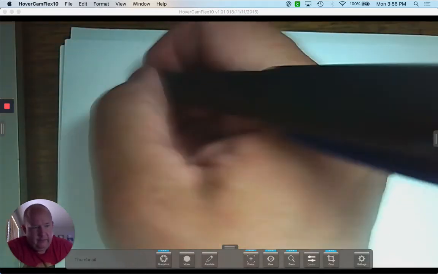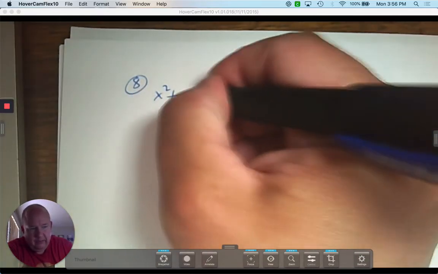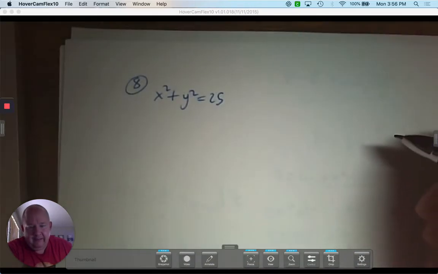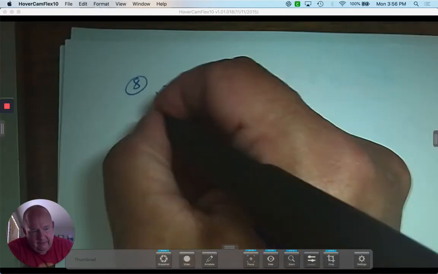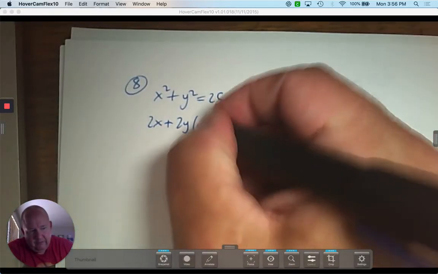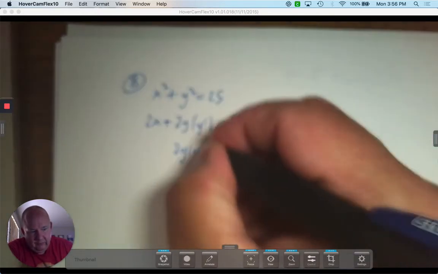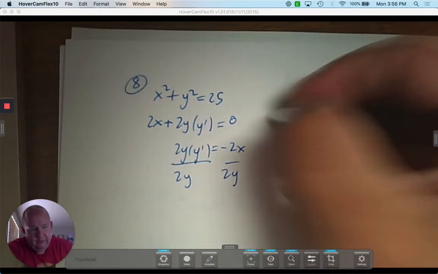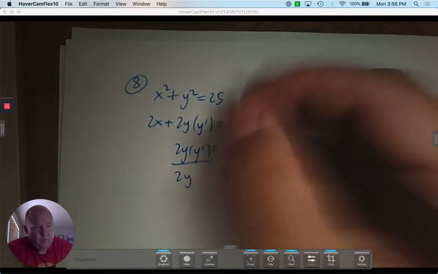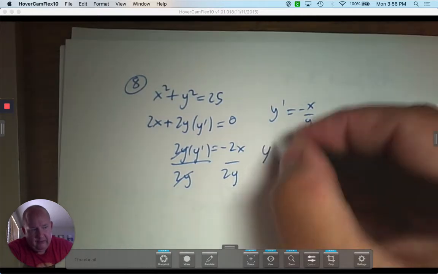Now, number 8 and 9 are together. They're the same equation, even though they don't look like it. So, x squared plus y squared equals 25. Use implicit to find the derivative and then substitute in. So, to take the derivative, it's 2x and 2y, but it needs a y prime, is equal to 0. To get y prime by itself, you're going to subtract 2x, and then you're going to divide everything by 2y. So if I fully simplify this, obviously the 2y's divide out, the 2's divide out, and I got negative x over y.